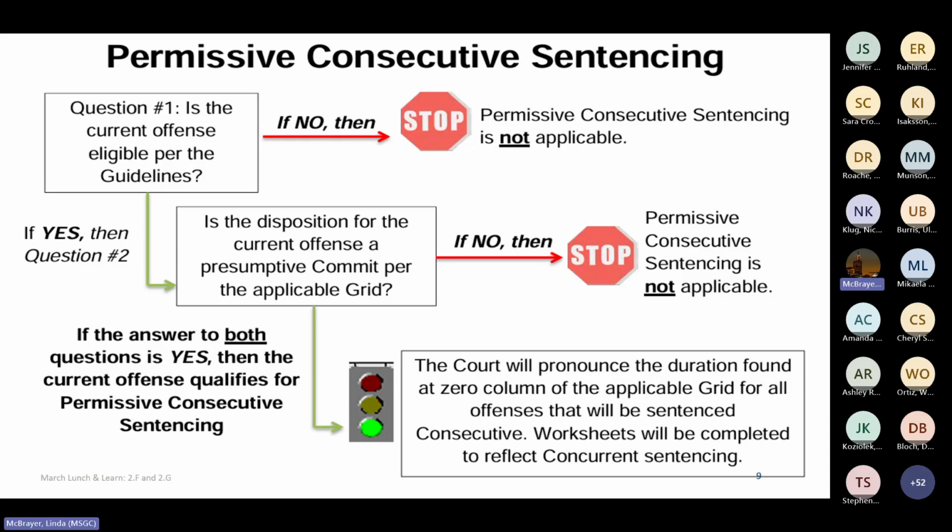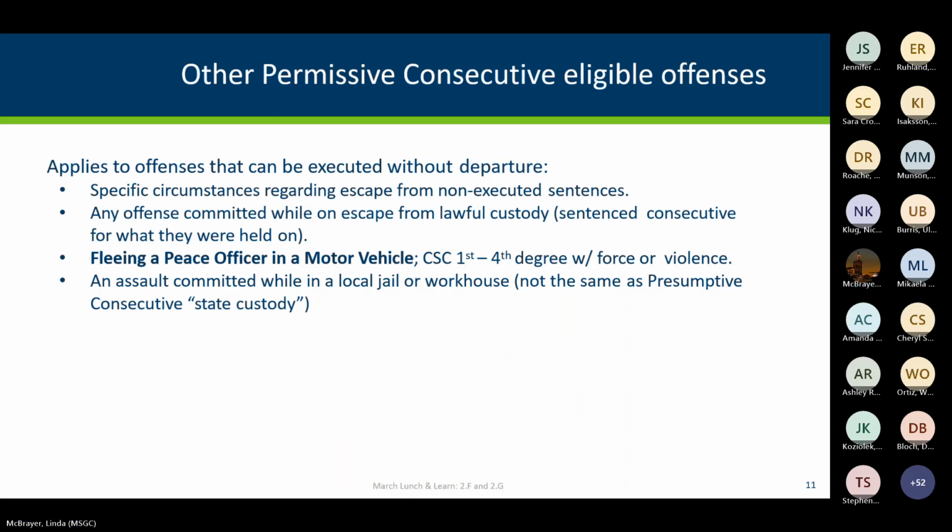I say it that way because it's important to remember that if the first offense is not going consecutive to anything, it's going to land on the grid time, and then sentence 2, etc., are going to be the ones that go back to 0. So the first one may land on the grid time, if not going consecutive, the rest of them at 0, but worksheets are always to reflect the concurrent sentencing. So what does permissive consecutive sentencing look like?